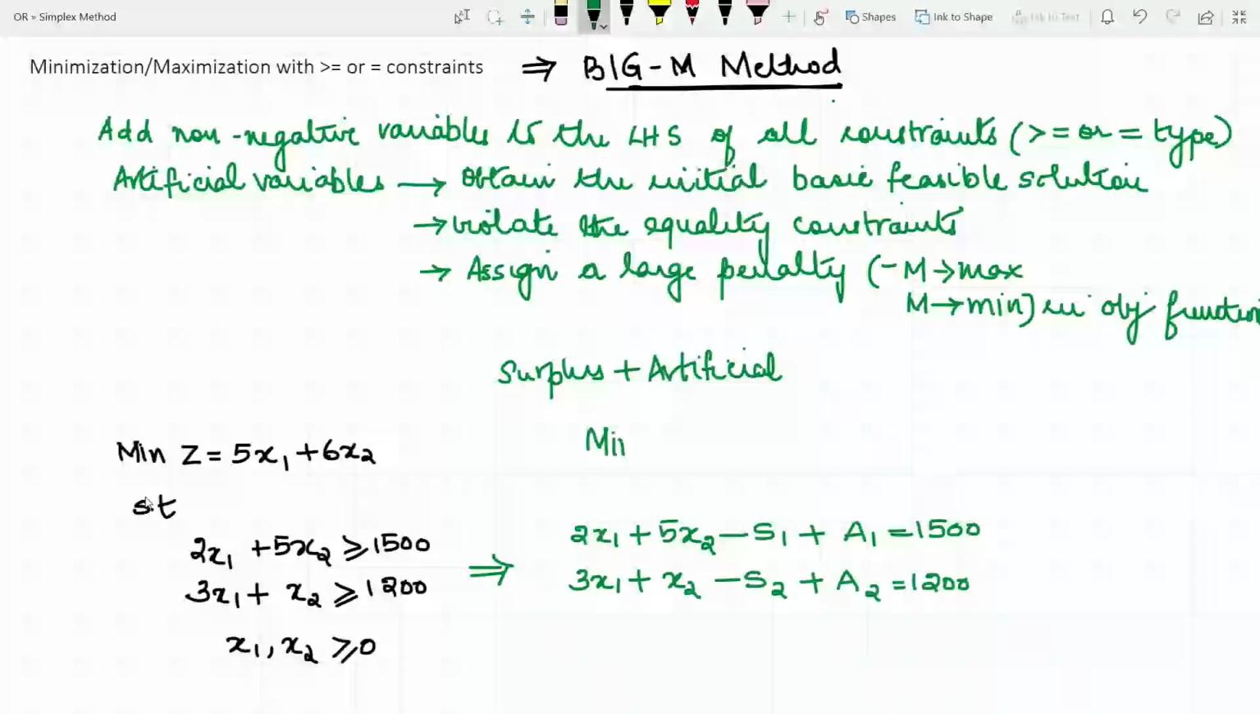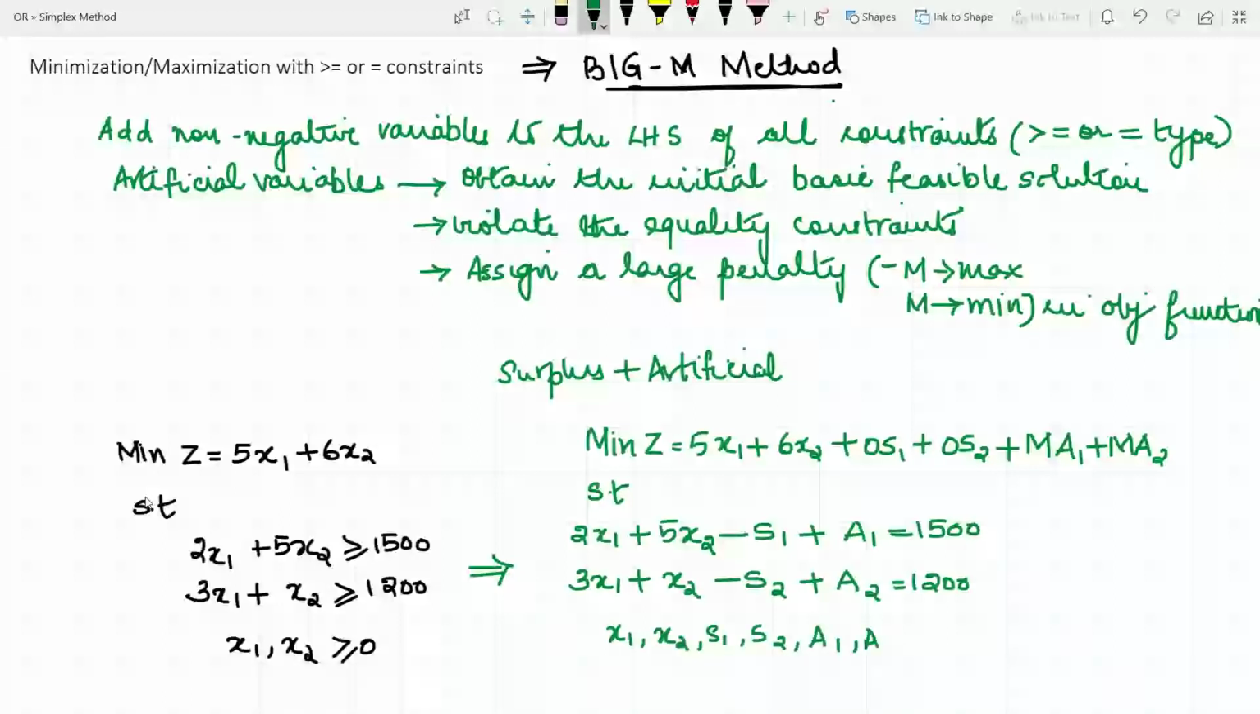Minimize z is equal to 5x1 plus 6x2 plus 0s1 plus 0s2, it doesn't matter if it is minus 0s1 and minus 0s2. Plus, as we said, in the objective function we will add M in the case of minimization for the artificial variables. So M a1 plus M a2. It is plus M because it is minimization. If it were a maximization problem, it would be minus M. Subject to, and now we will write here x1, x2, s1, s2, a1, a2 greater than or equal to 0.